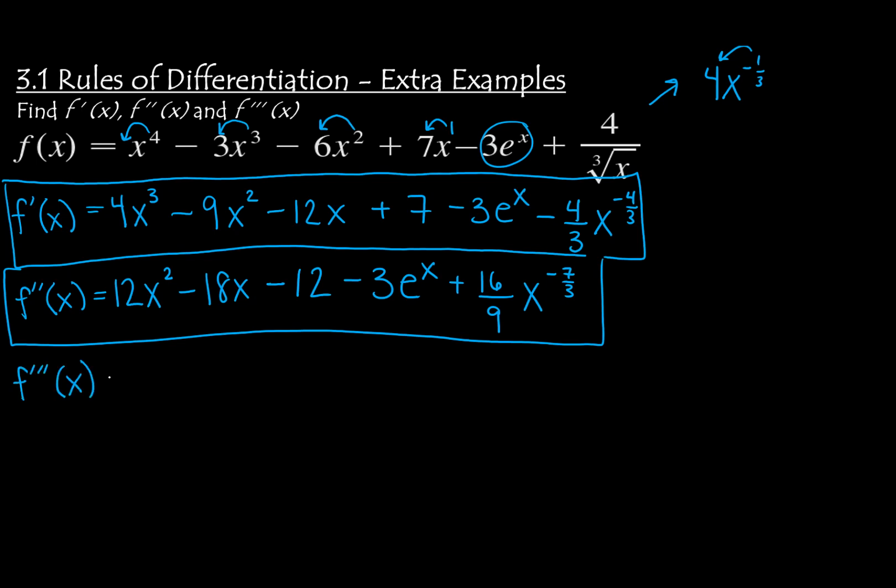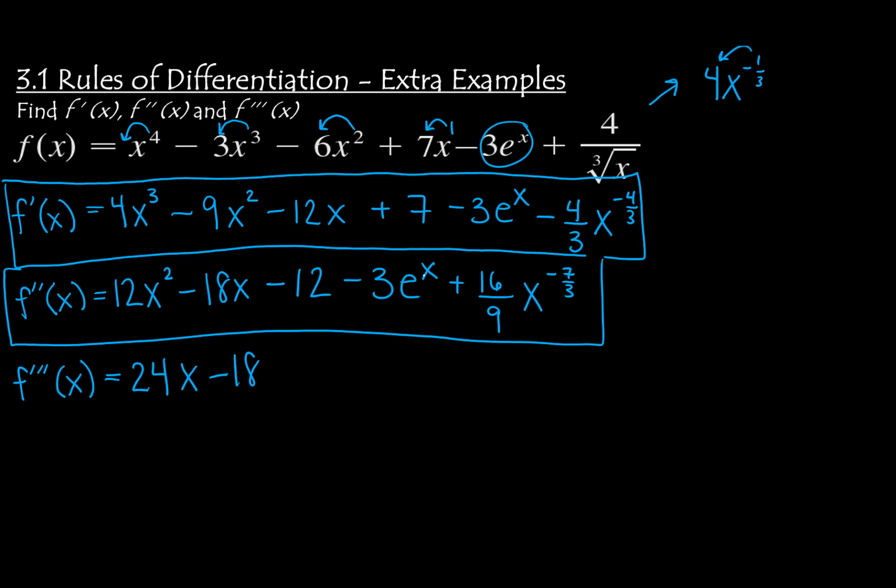For my third derivative, I'm going to take the derivative of my second derivative. So I'm going to have 2 times 12, which gives me 24. And then I'm going to reduce the 2 by 1, so I get x to the 1. This is a negative 18x, and so I'm going to take the power of 1 by negative 18. That gives me negative 18. The x goes poof, disappears, bye-bye. It turns into x to the 0. Take the derivative of the negative 12. That also goes poof, disappears, because that is 0.